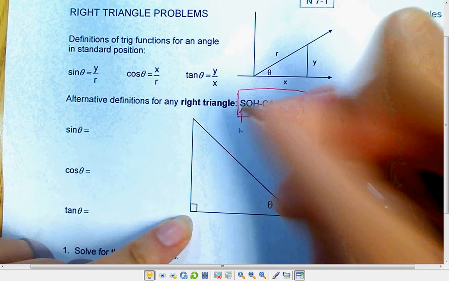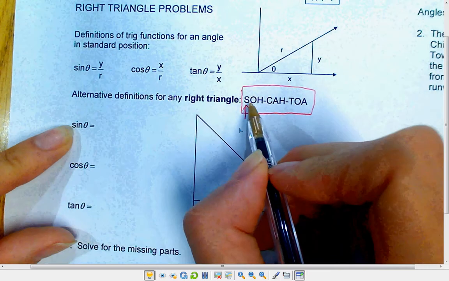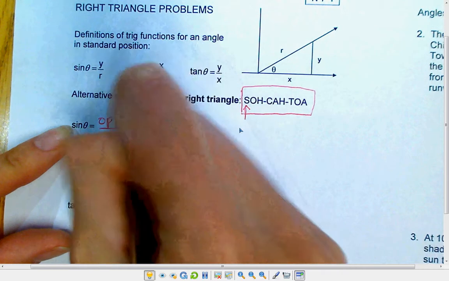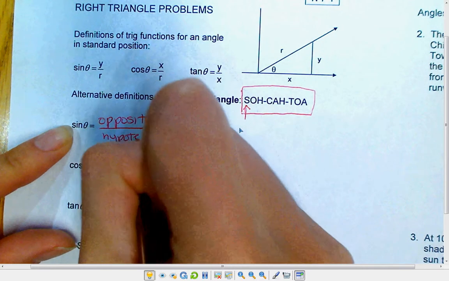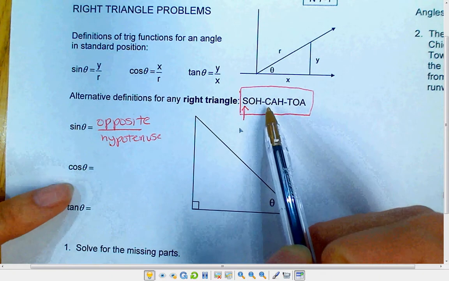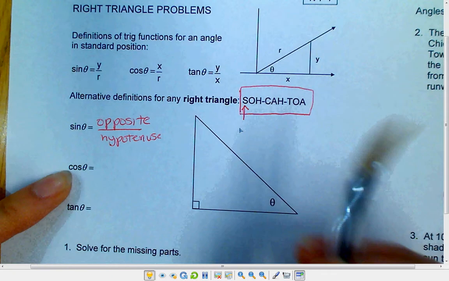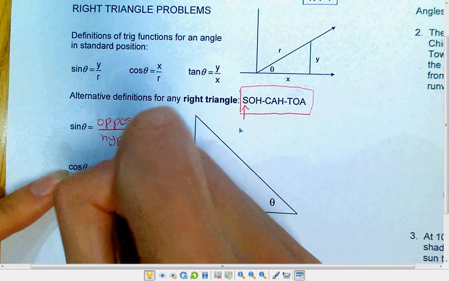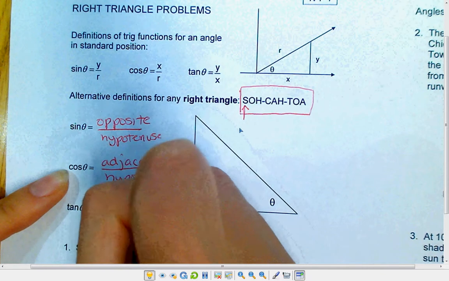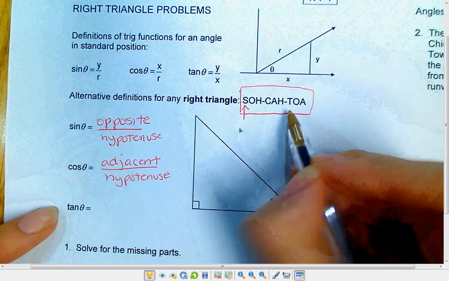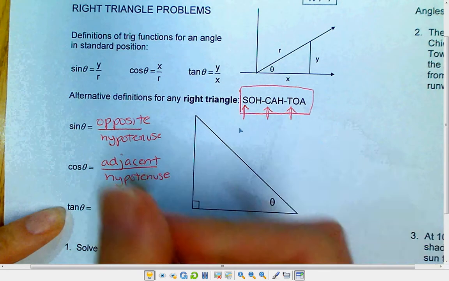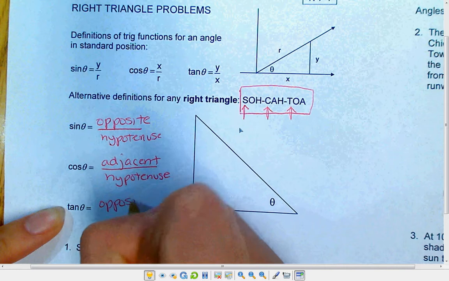So this S stands for sine. And this tells you that sine is opposite over hypotenuse. The C stands for cosine. And then you have A and H, which stands for adjacent over hypotenuse. And finally, the T stands for tangent, and O and A stand for opposite over adjacent.